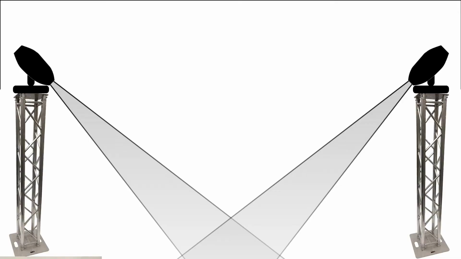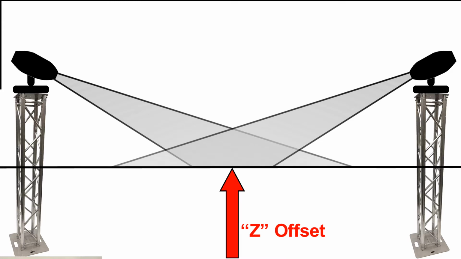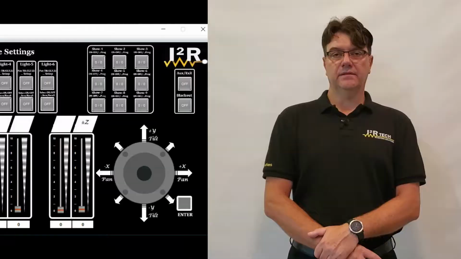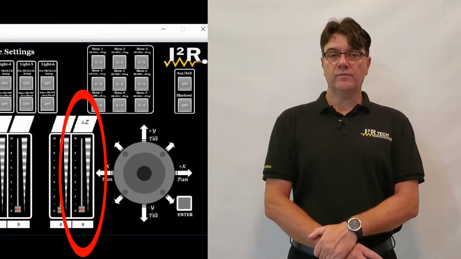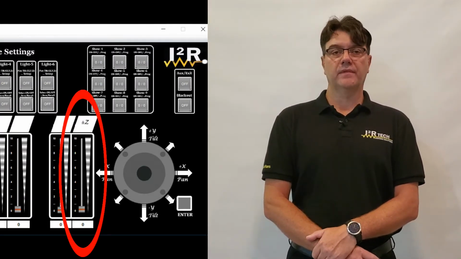The job of the Z slider is to manually raise the point where all the lights meet, sort of like creating a higher imaginary floor where all the lights would overlap. But note that this should be temporary. The Z slider should remain down for most of the time.